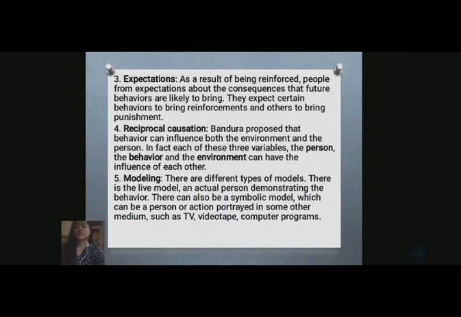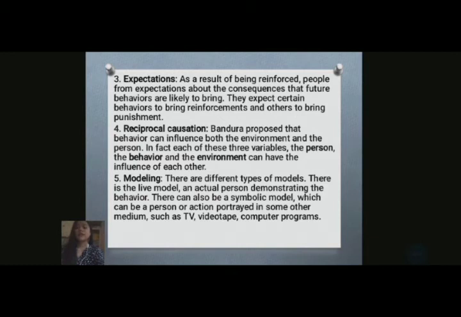So last, under the cognitive factors in social learning, we have modeling. There are different types of models. There is the live model, or an actual person demonstrating the behavior. There can also be a symbolic model, which can be a person or action portrayed in some other medium, such as TV, videotape, computer programs.